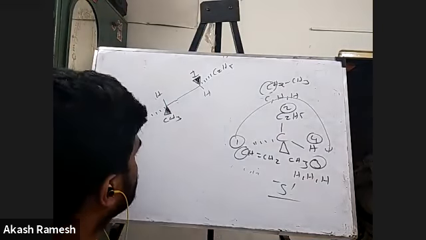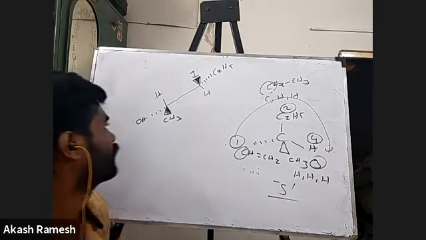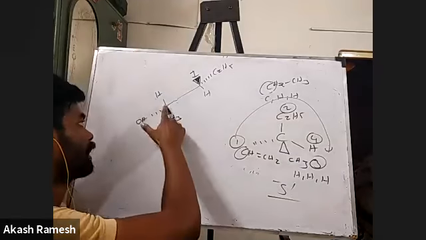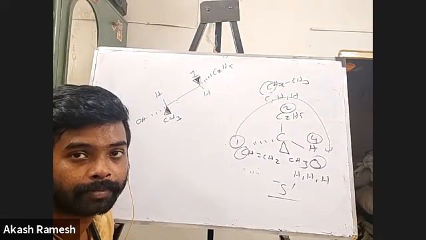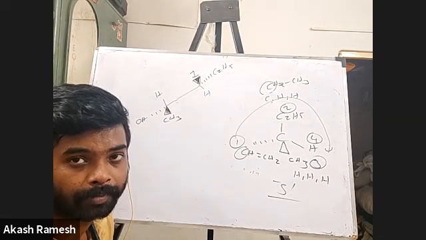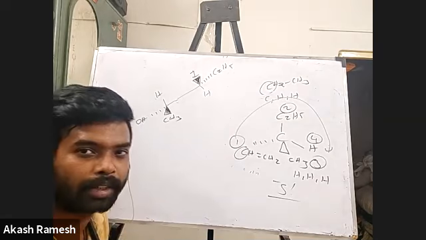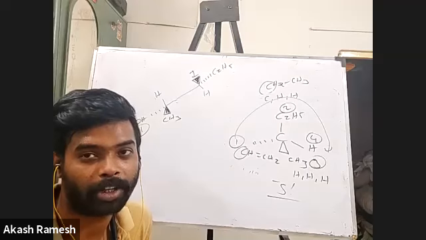Okay, so let me assign. In this case, what do you think is the first priority for this chiral center? OH. Definitely, right? Why are you so less confident? Tell me confidently, it is OH. So first priority goes to this. Second priority: CH3. That's where we are making a mistake.